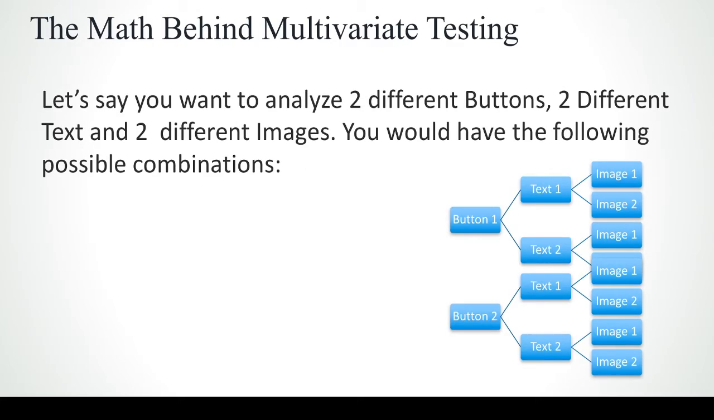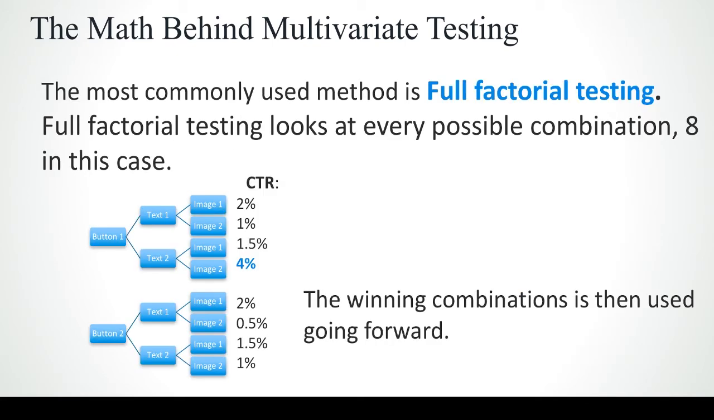So the math behind the multivariate test is, let's say you're trying to analyze two different buttons, two different texts, and two different images. So you would have the following combinations. Essentially, you would have 8 different sample sizes that you will be deploying this email to. There are two methods you can use. The most commonly used is full factorial testing, which looks at every possible combination. As I mentioned before, it will be 8 in this case, and will provide a result for each combination.